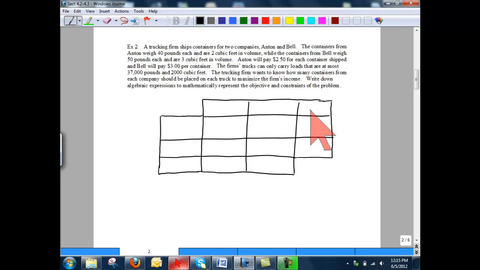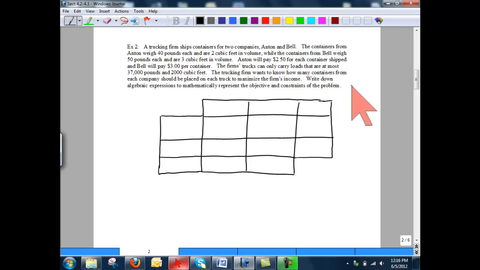So let's look at this question. A trucking firm ships containers for 2 companies, Anton and Bell, the names of the 2 companies. The containers from Anton weigh 40 pounds each and are 2 cubic feet in volume. The containers from Bell weigh 50 pounds each and are 3 cubic feet in volume. Anton will pay $2.50 for each container shipped. Bell will pay $3 per container. The firm's trucks can only carry loads that are at most 37,000 pounds and 2,000 cubic feet. The trucking firm wants to know how many containers from each company should be placed on each truck to maximize the firm's income.